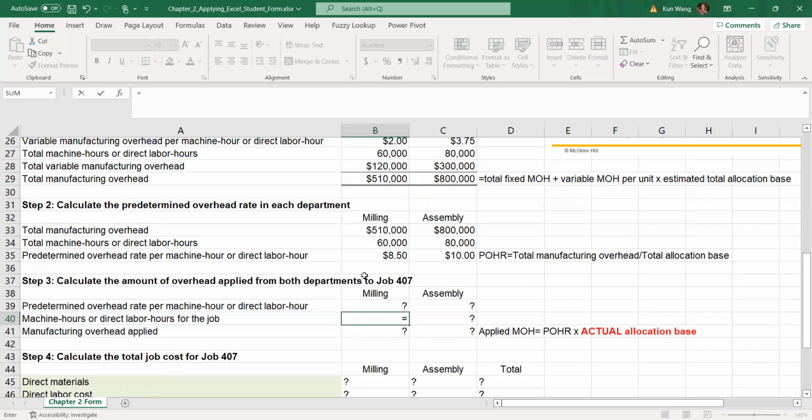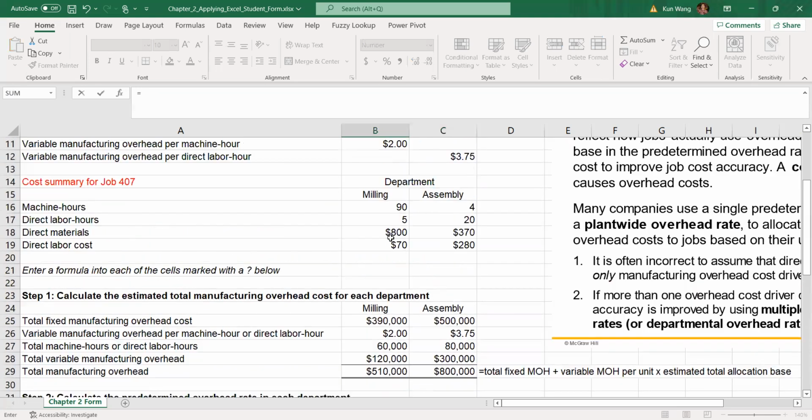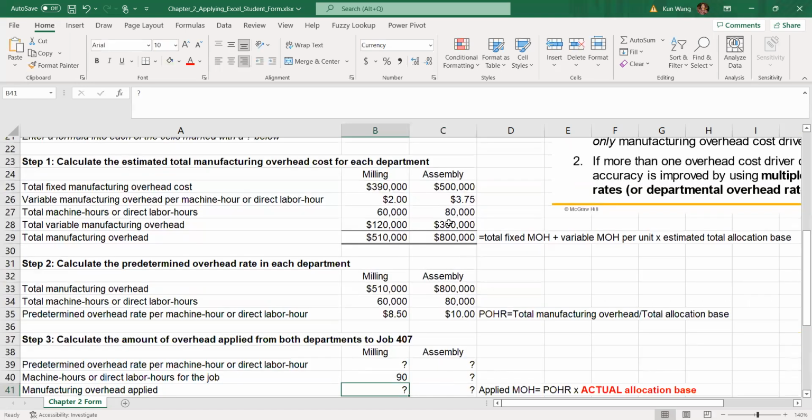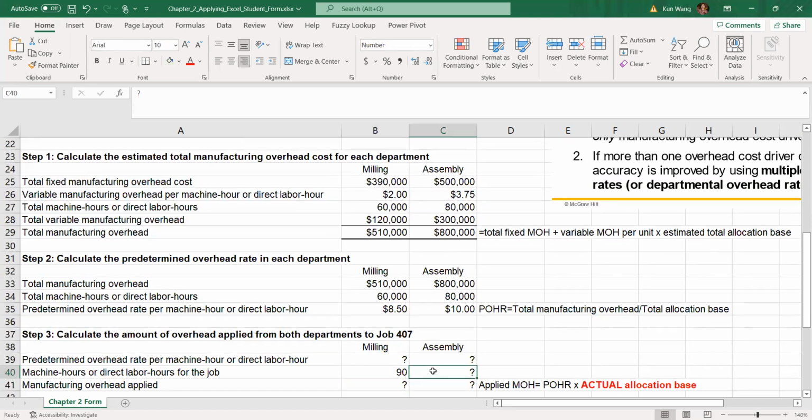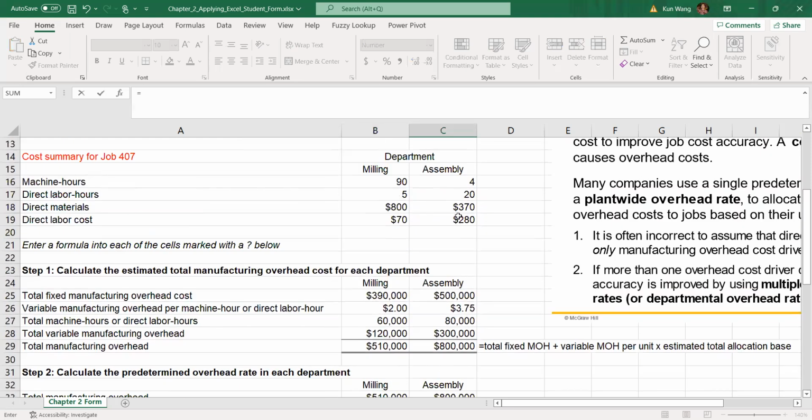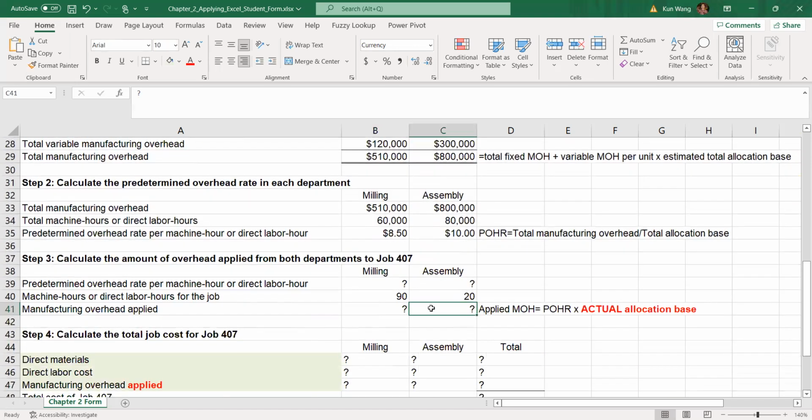So this one is the actual consumption of the allocation base for the job in the two departments. So the actual machine hours and then the actual labor hours. So for milling, we are using the 90. And then for the assembly, we use the 20 direct labor hours. Because I want to emphasize this, I first found out these two numbers. And then the rate, we already did it in step 2.